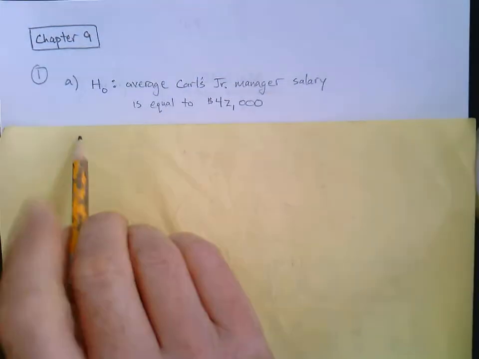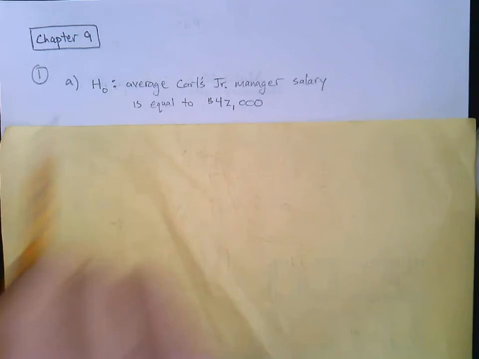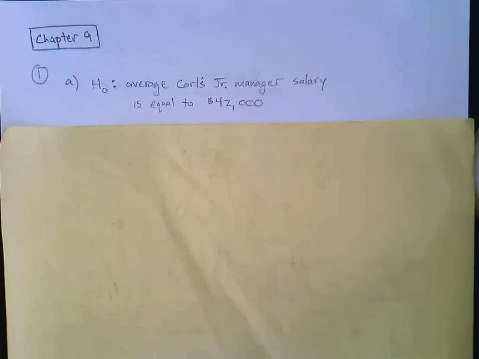So notice kind of the notation. We put H0 and then a colon to say the null hypothesis is that the average Carl's Jr. manager salary is equal to $42,000. You might even say per year. So we're going to start with the assumption that Carl's Jr. pays the same as everybody else. There's no significant difference. Those managers make the same as all other fast food restaurants.